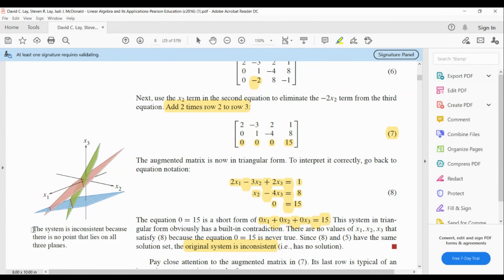Incidentally, on the left here, they have a picture of the inconsistent system. In that figure, they've drawn the planes in three-dimensional space. In this case, you don't have three parallel planes, but you can just see that the planes will not all intersect in one point based on that figure.